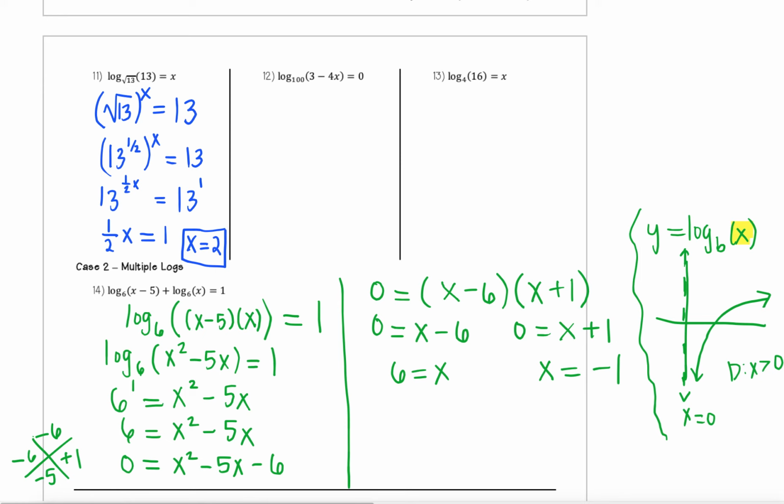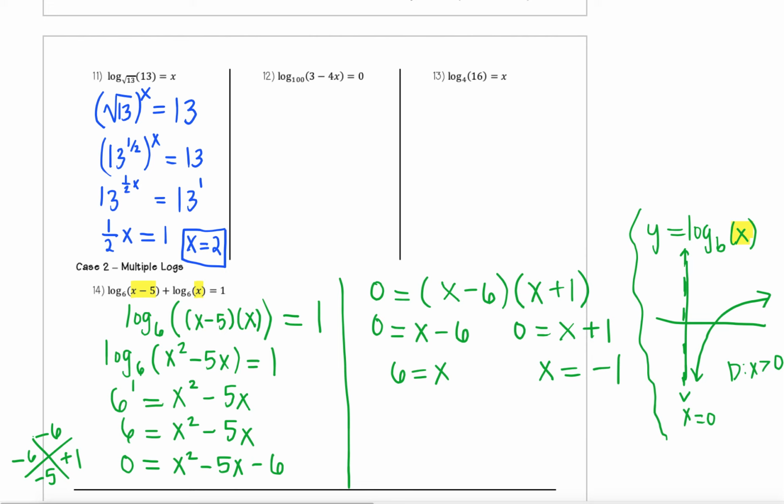So what that means is we need to check both of these answers into the original problem. And we're going to check them by subbing them into the inputs. So we need to sub 6 and -1 into x minus 5, as well as into the single x. If we sub them in and in both cases produce a positive number, then that will work as a final answer. If we sub either of these in or both of these in, and we end up getting a negative input to our log, then that's going to produce an issue.